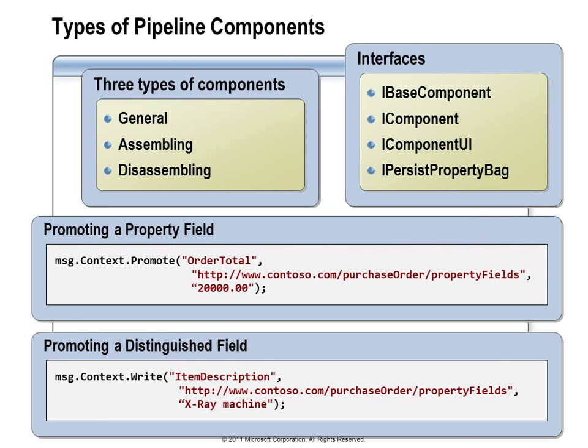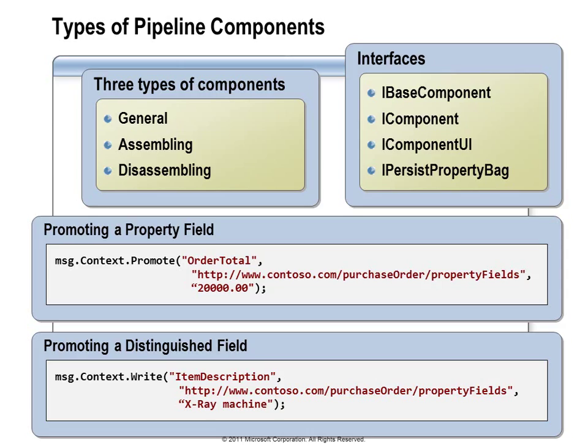So what does it take to create one of these custom pipeline components? They fall into three different categories. There is just a general category. These would be components that are doing something like encoding or validating. And then there are assembling components that take individual messages and batch them into an envelope. And then you can create disassembly components that perform custom debatching. You can find an example of a custom pipeline component in the BizTalk SDK, but I'll give you an overview here so you'll have some sense of what it involves.